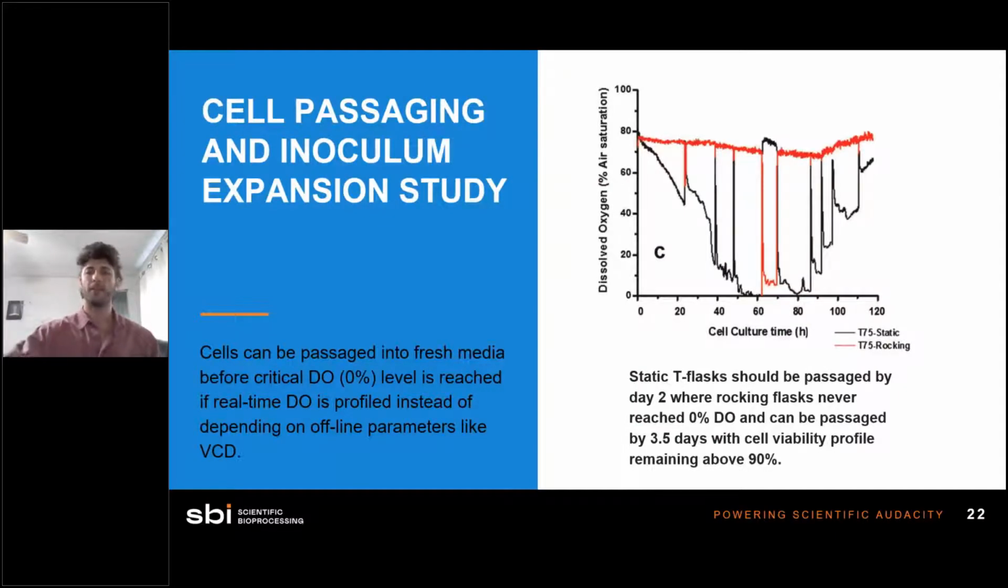Here's figure C. This is looking at oxygen much in the same way. So the rocking flask is in red, the static flask is in black, and what we see here is that the static flask, again, after about 60 hours, became completely anoxic. The flask that was rocking and agitating that media, breaking up that insulating layer, maintained a level of oxygen that never really dipped below 70% for the duration of the experiment.